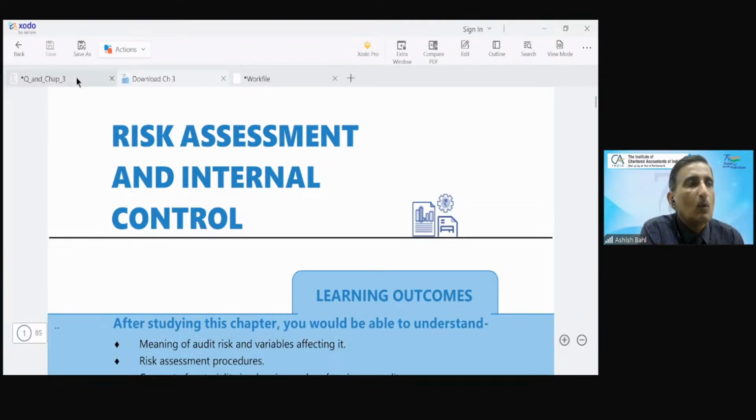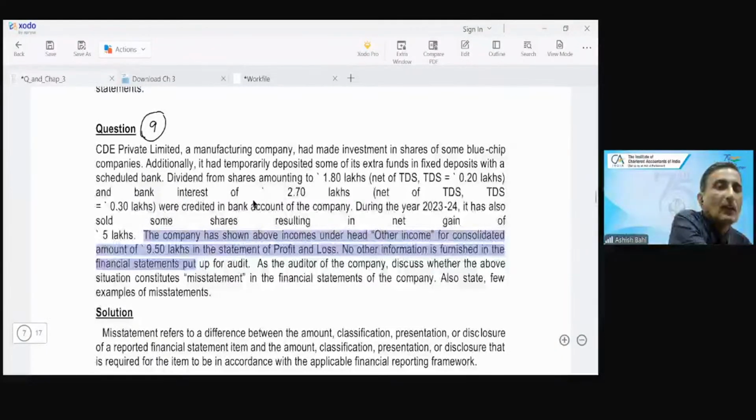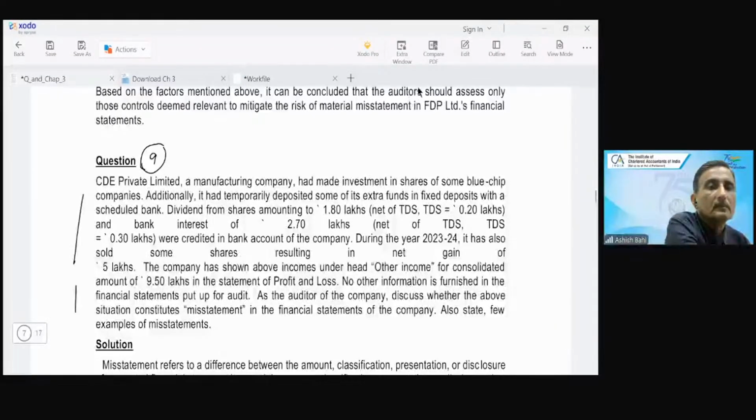So see this question on misstatements. Read this question and see how you would answer it. You are able to see it?